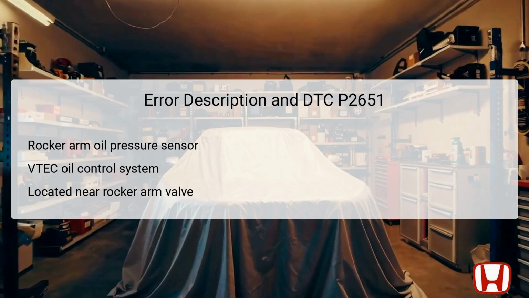The rocker arm oil pressure sensor is typically found near the rocker arm oil control valve, which is responsible for directing oil flow to the rocker arms. If the pressure is too low, it can lead to inadequate lubrication of engine components, resulting in poor performance, increased wear, or potential engine damage. Understanding its role and location provides insight into why this trouble code might activate.